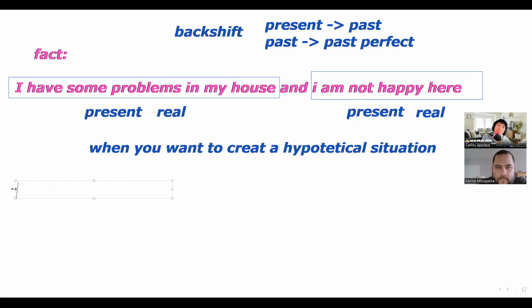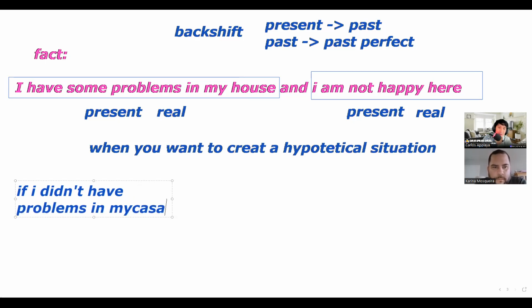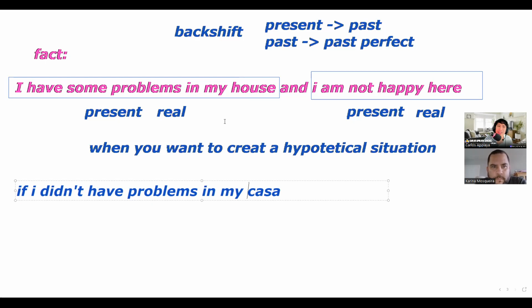Si yo te digo, oye, tengo problemas en mi casa, ¿cuál sería una situación hipotética? Si yo no tuviese problemas en mi casa. Eso es lo hipotético. Entonces, cuando dice aquí, yo tengo problemas en mi casa, lo hipotético, lo irreal sería que si yo no tuviese problemas en mi casa.